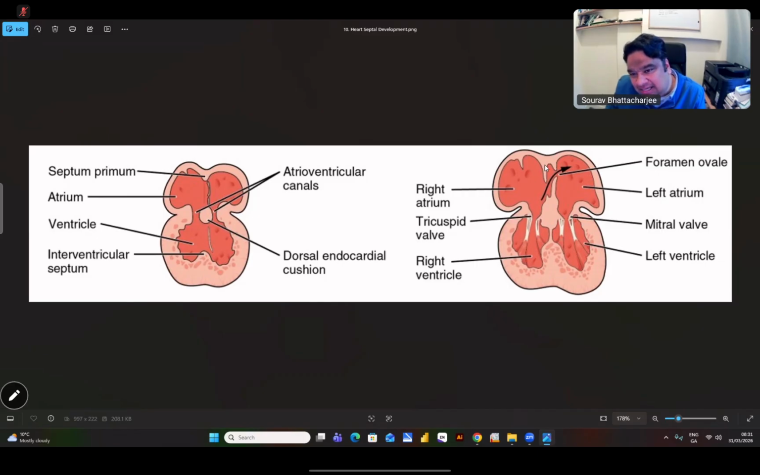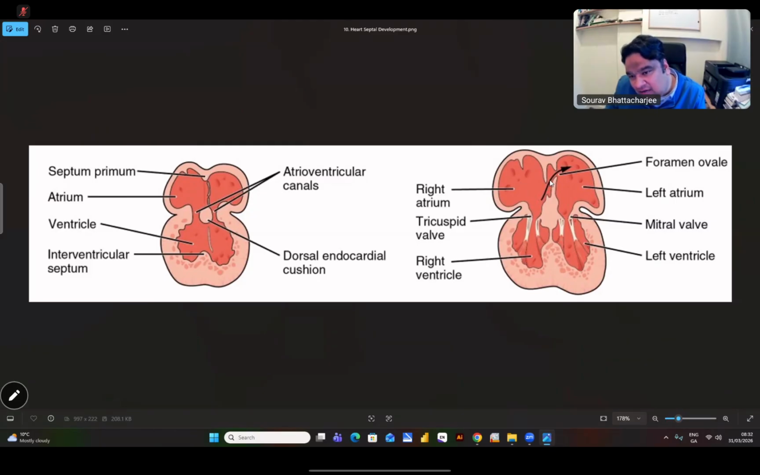So what happens is there is a septum secundum, there is a septum primum, but part of the septum primum has disappeared, leaving a kind of hole or opening. And this is the right atrium, this is the left atrium.